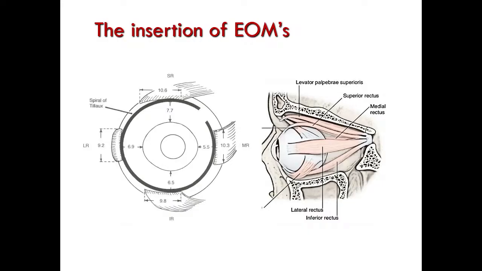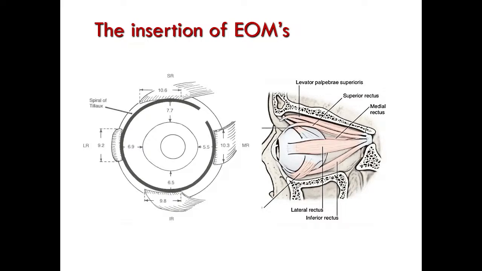Medial and lateral rectus are inserted in a straight line, but you see the superior and inferior rectus are not inserted in a straight line, they are slightly oblique. Can you see from this picture? These, the medial and lateral rectus, are inserted in a straight line, around 5.5 to 6.9 or 7 millimeters from the limbus. Whereas the inferior rectus and superior rectus are inserted in a slightly oblique manner.